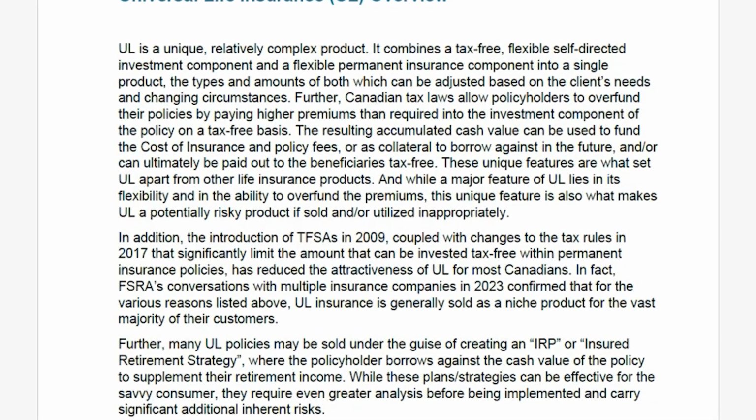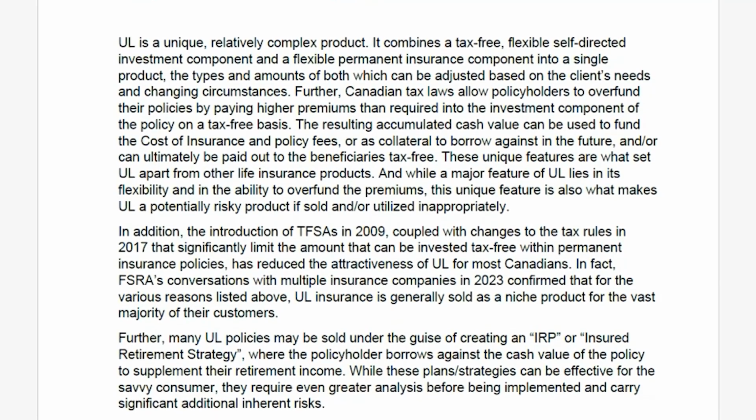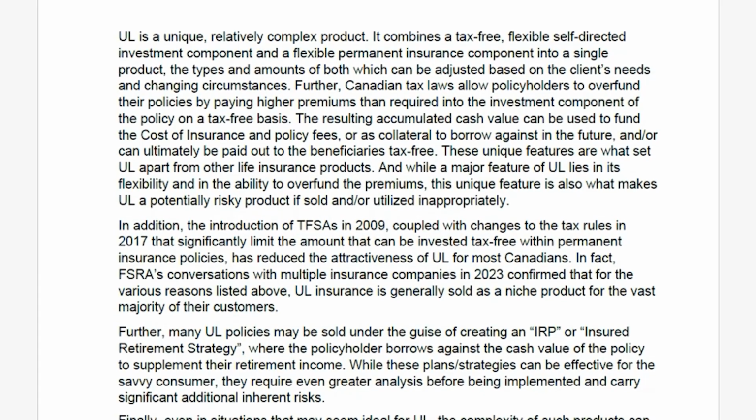In addition, the introduction of TFSAs, tax-free savings accounts, in 2009, coupled with changes to the tax rules in 2017, that was tax rules for a universal life insurance policy, that significantly limit the amount that can be invested tax-free within permanent insurance policies. This has reduced the attractiveness of UL for most Canadians.